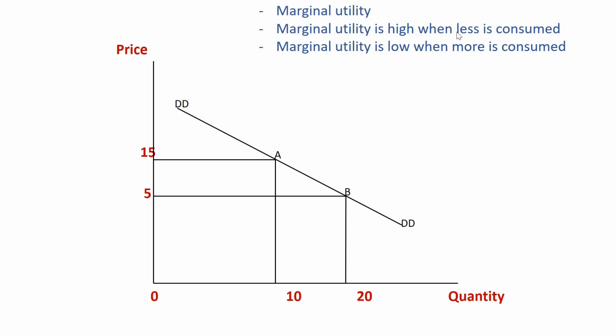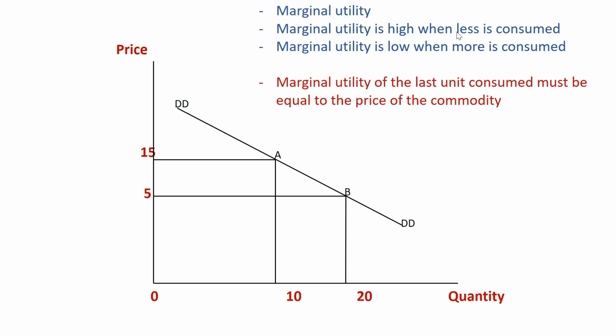Look at the inverse relationship here. Marginal utility is high when we consume less, and marginal utility is low when we consume more. The consumer is deemed to be in equilibrium when the marginal utility of the last unit consumed is equal to the price of the commodity. We are saying that the consumer will always pay a price that is equal to the marginal utility. Now link this equilibrium condition of the consumer to the behavior of marginal utility and the quantities consumed. This concept also explains why the law of demand holds.